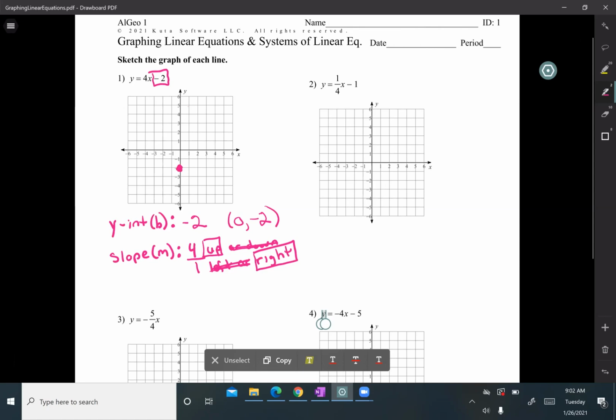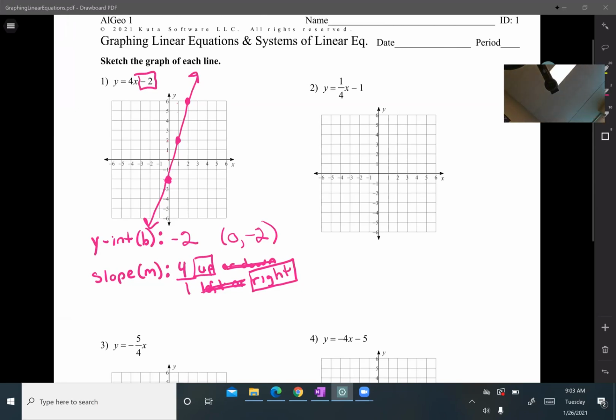And then my slope is 4, but I can change it into a fraction because 4 divided by 1 is still 4. And because the top number is positive, it tells me I'm going to go up, because the top always tells you up or down. And the bottom number is also positive, so I'm going to go to the right. So I'm going to go up 4 and to the right 1. And then up 4 to the right 1. And then I can draw my line.